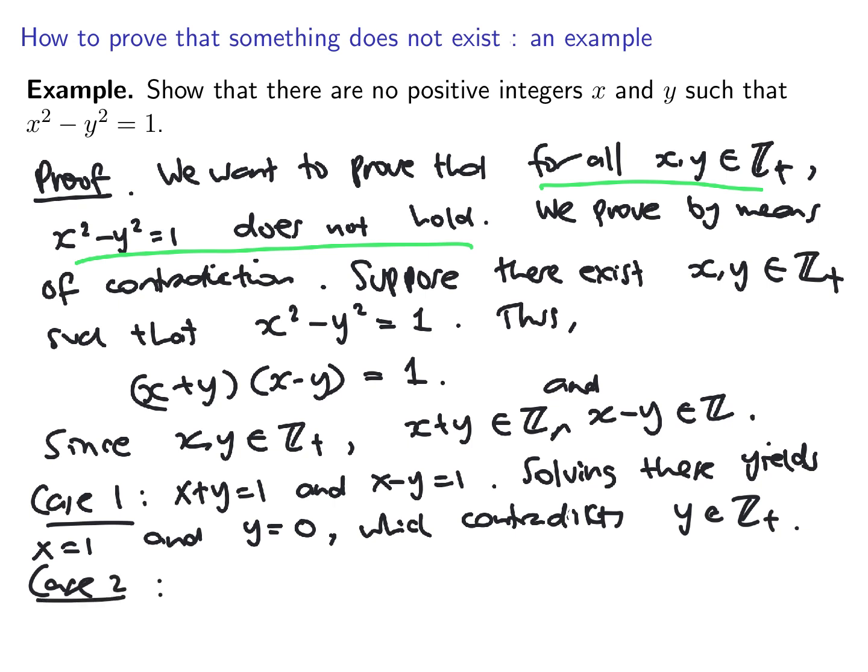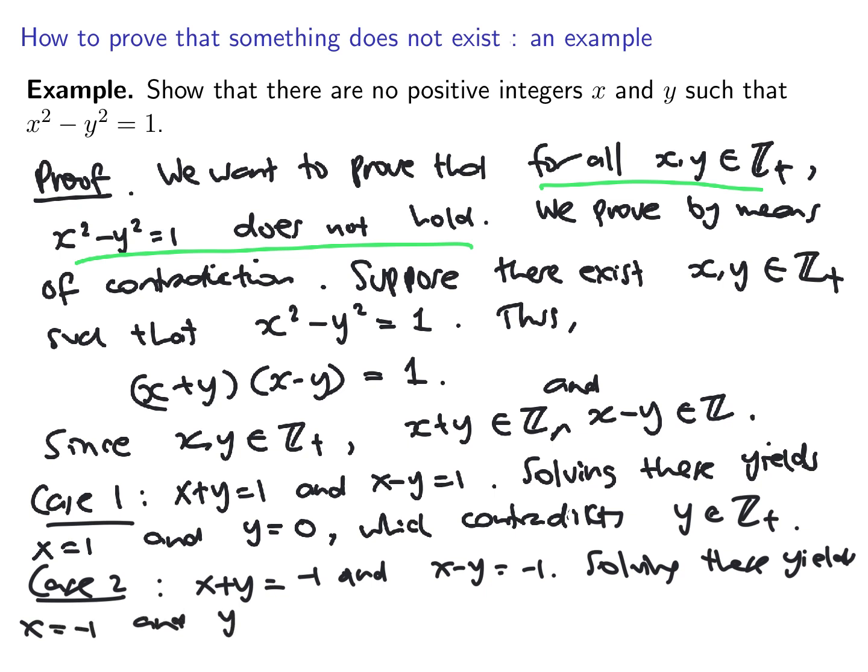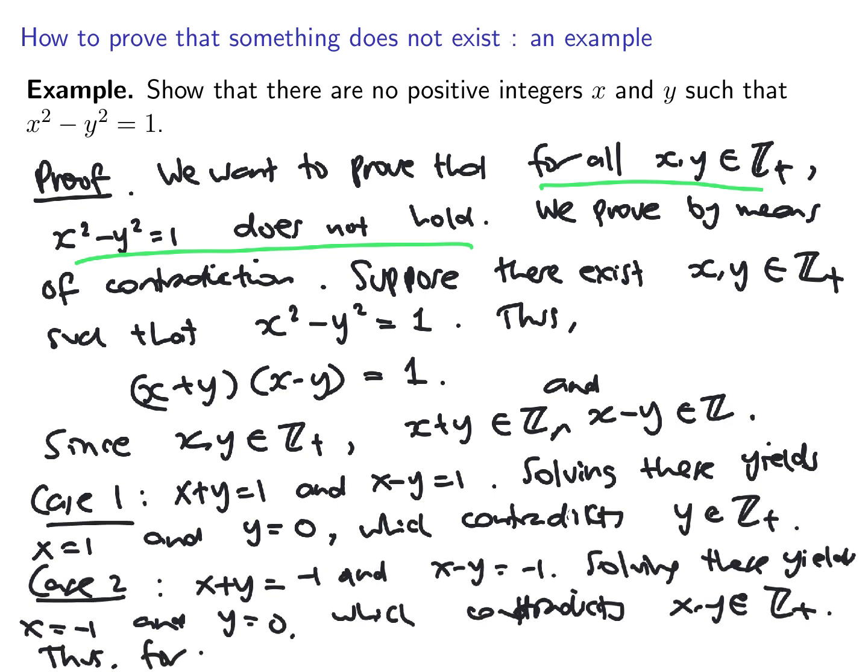What about the second case? It's fairly similar. We assume that x plus y is -1 and x minus y is also -1. So again, we're solving these and we get that x is -1 and y is 0, which now contradicts the fact that both of them are positive integers. So the supposition that this whole thing is false is not true. Thus, for all x, y positive integers, x squared minus y squared equals 1 does not hold. And we are done with the proof.